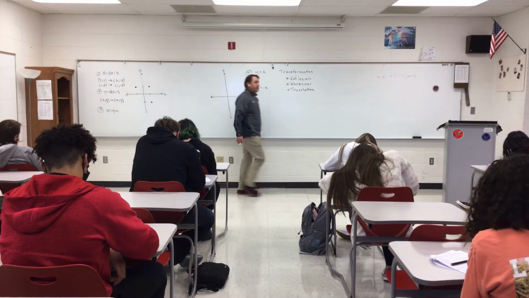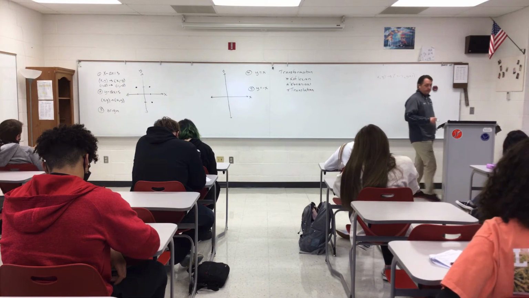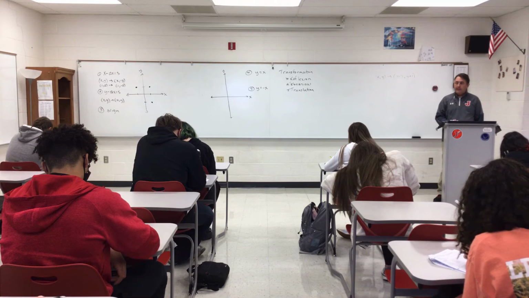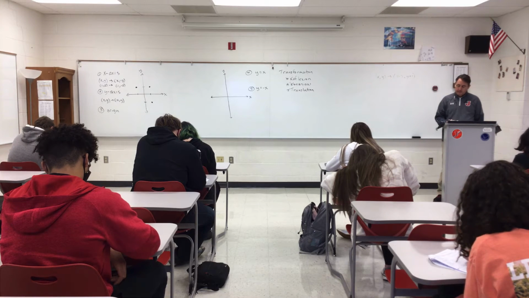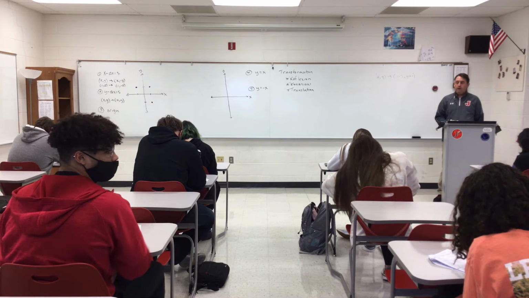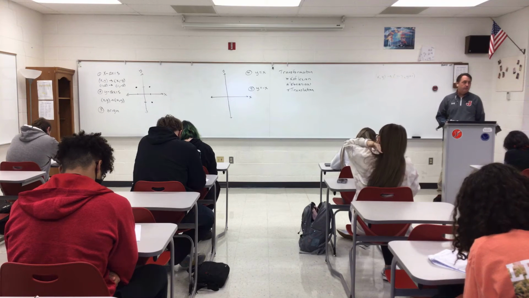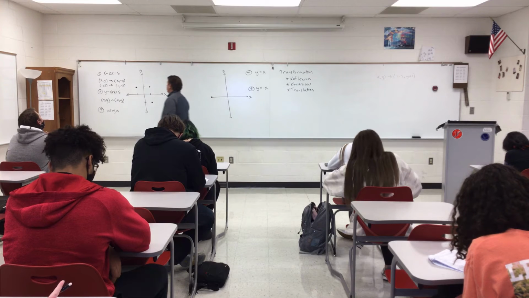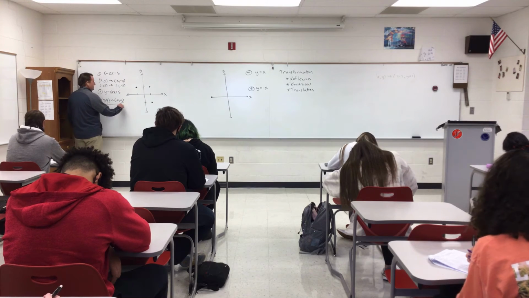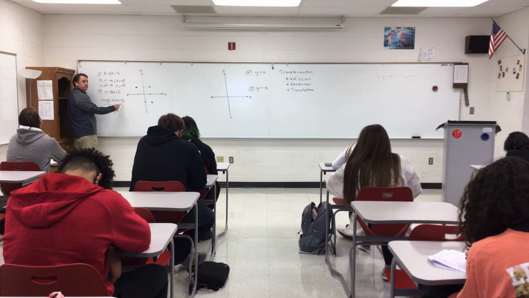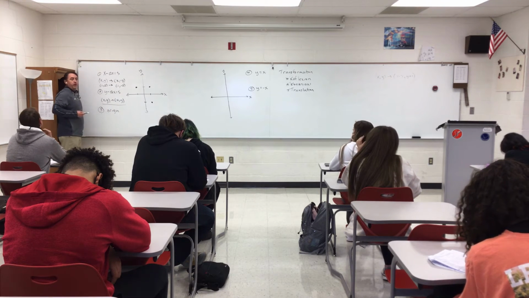So if you're looking at your points they give you on number 2, A is 3, 2. A prime is negative 3, 2. B is negative 1, negative 3. B prime is 1, negative 3. So what's happening? What's our rule we're going to write down? If we start with a point, the x is changing to the opposite sign, the y staying the same. Okay, is everybody with me so far?